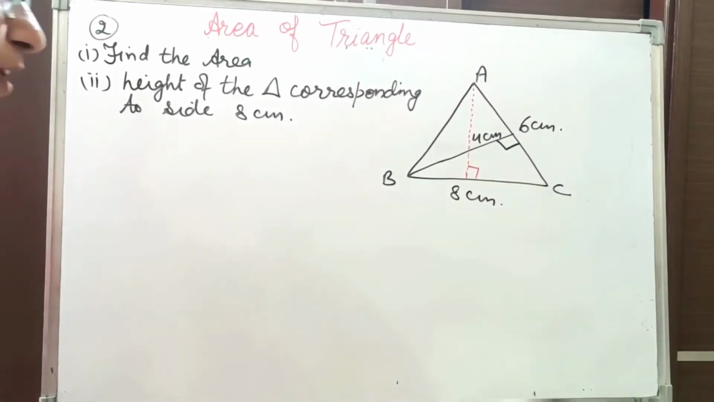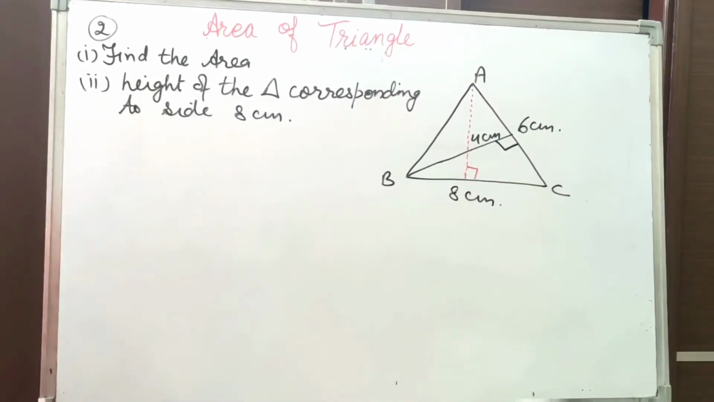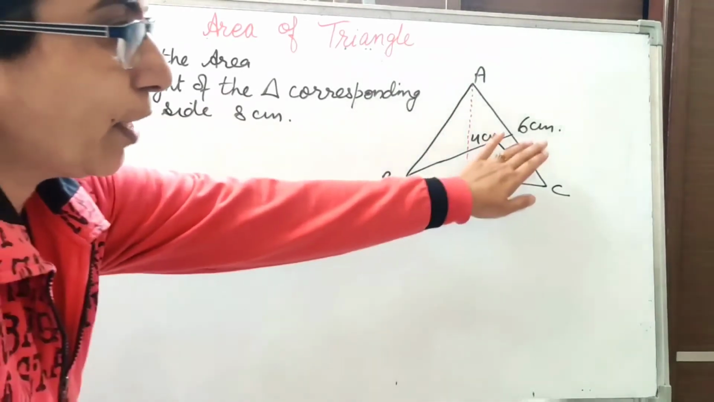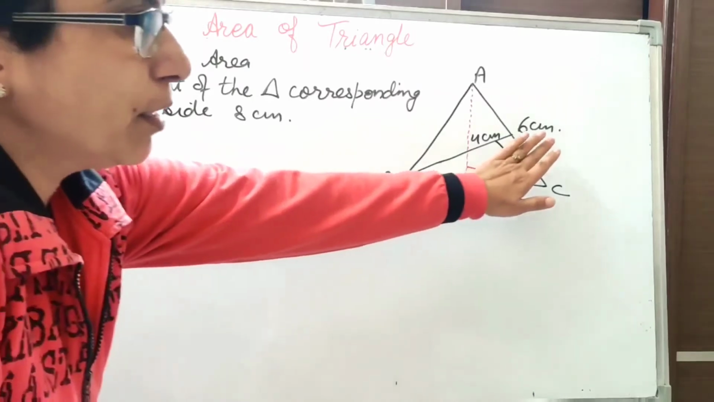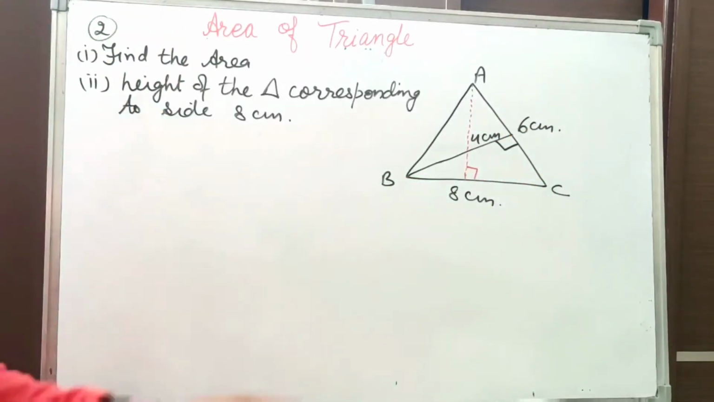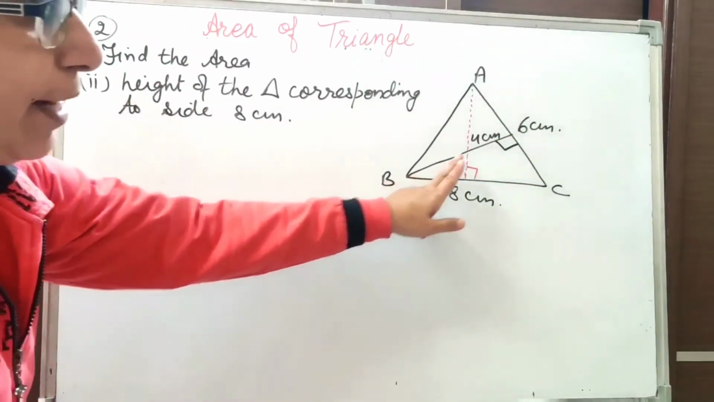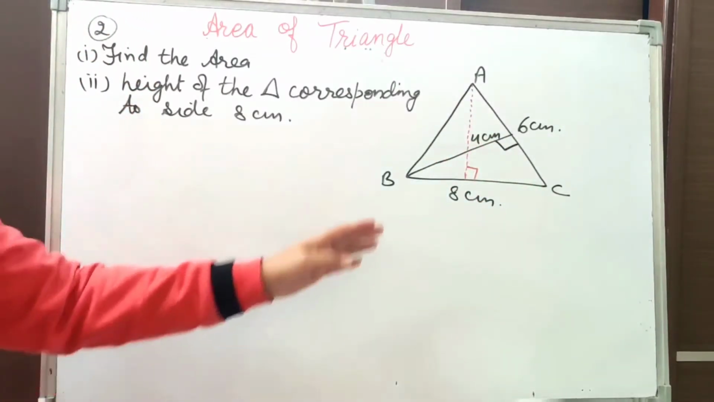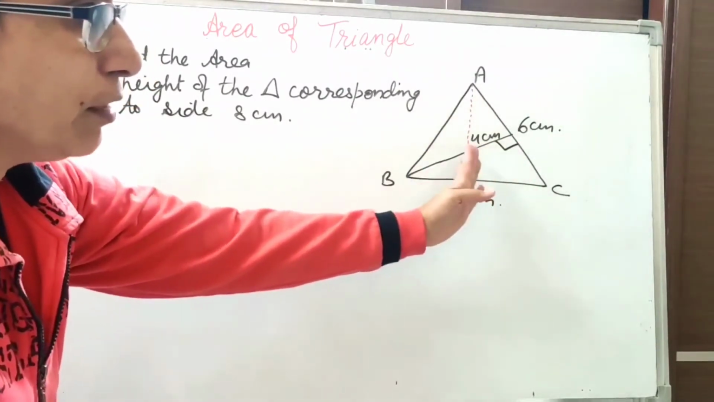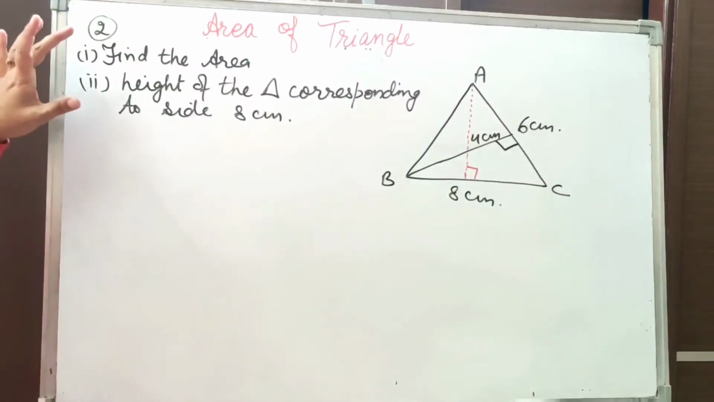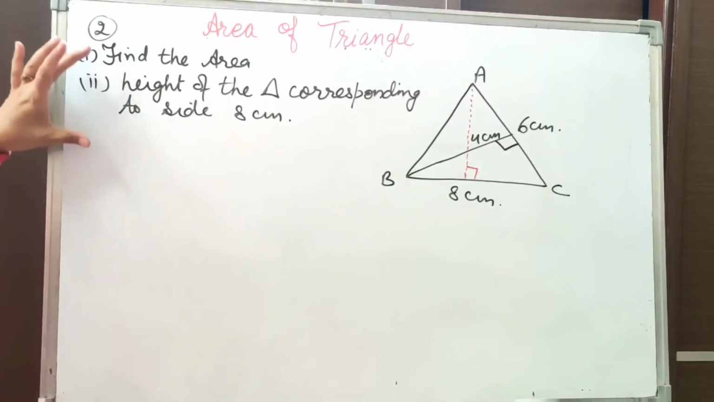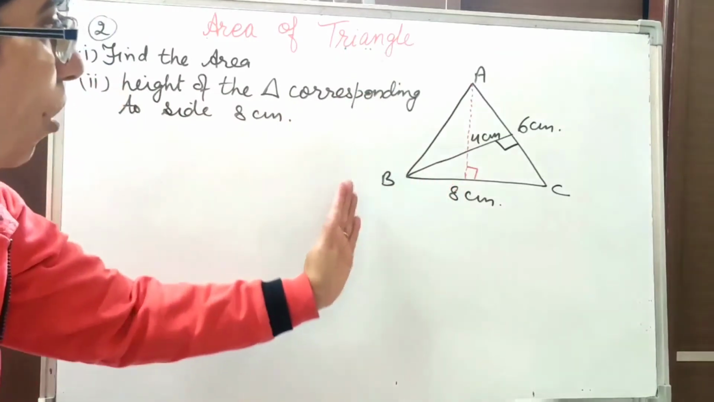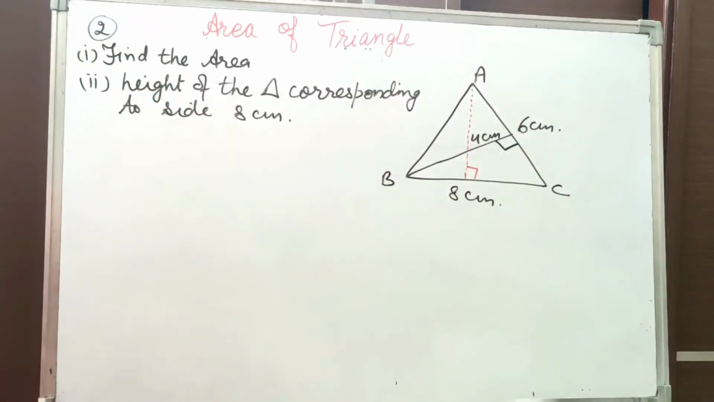Now I have taken one question. In this question we are given a triangle ABC, and we are given two sides. One side is 8 cm and another side is 6 cm, and the height corresponding to 6 cm is 4 cm. The question is to find the area and also find the height corresponding to the side 8 cm.